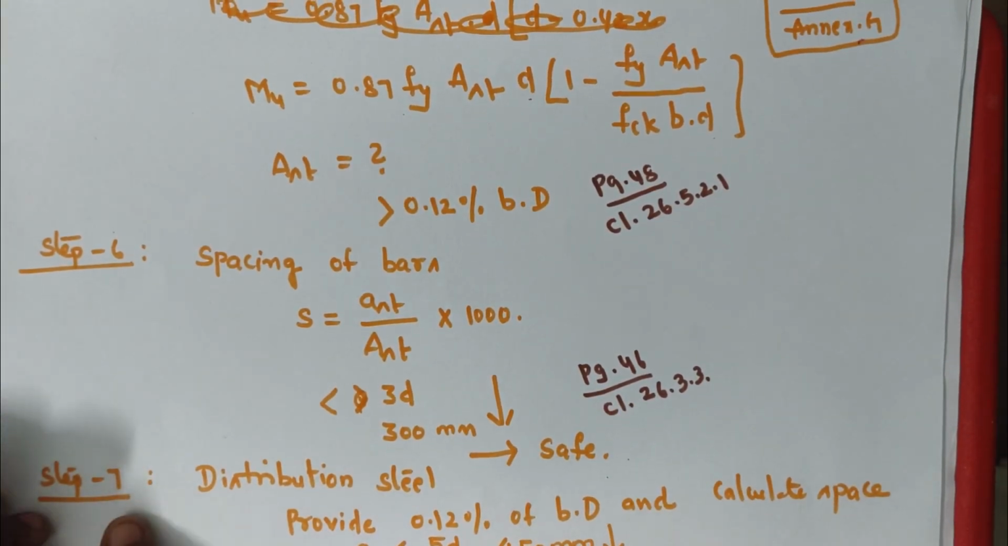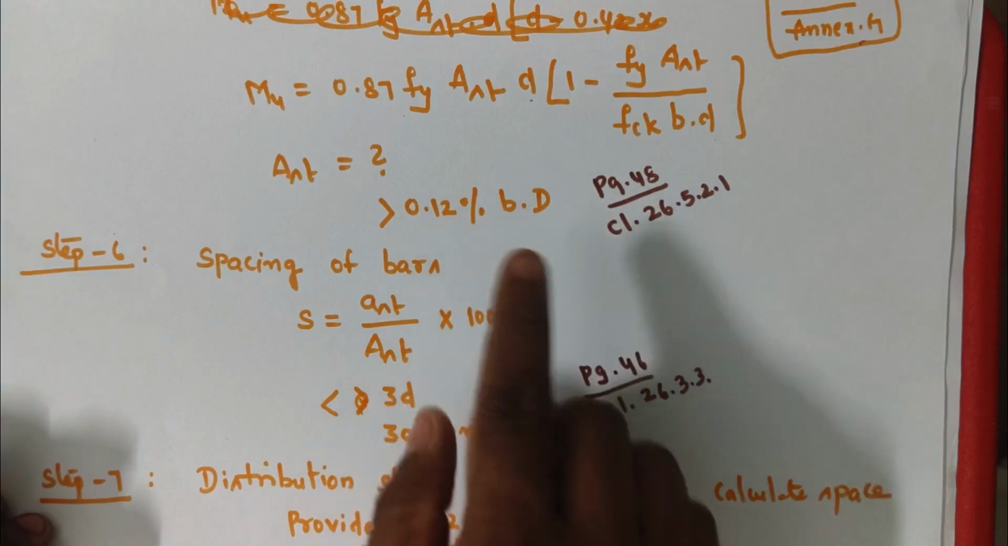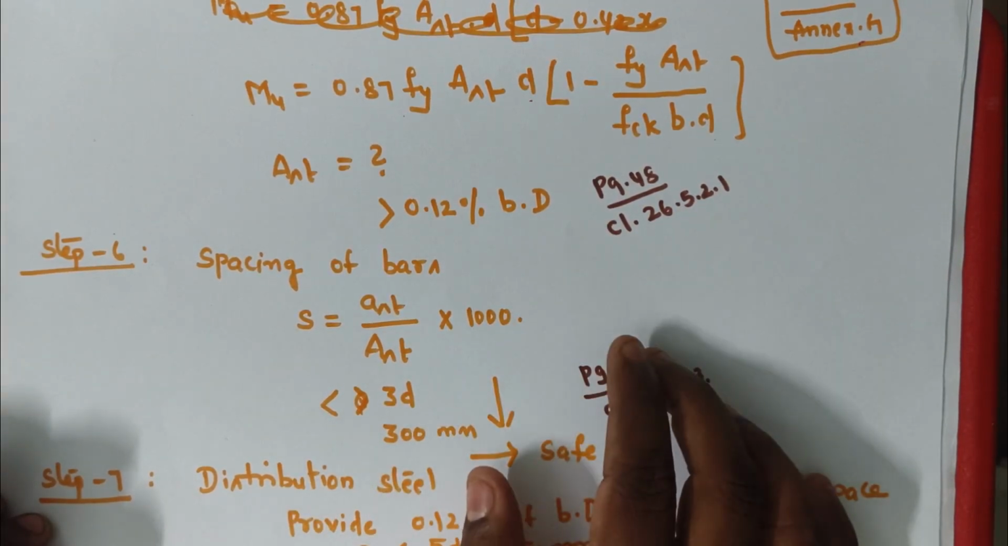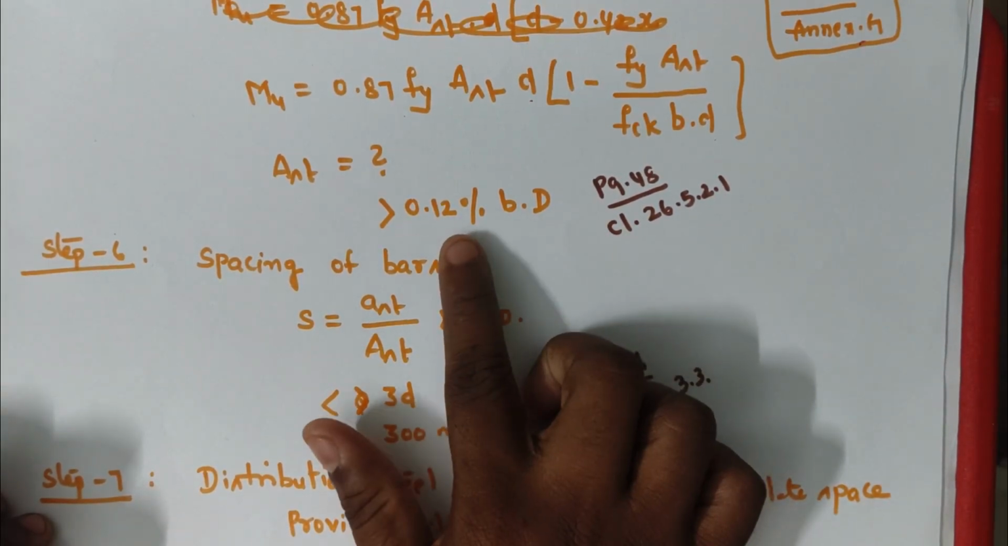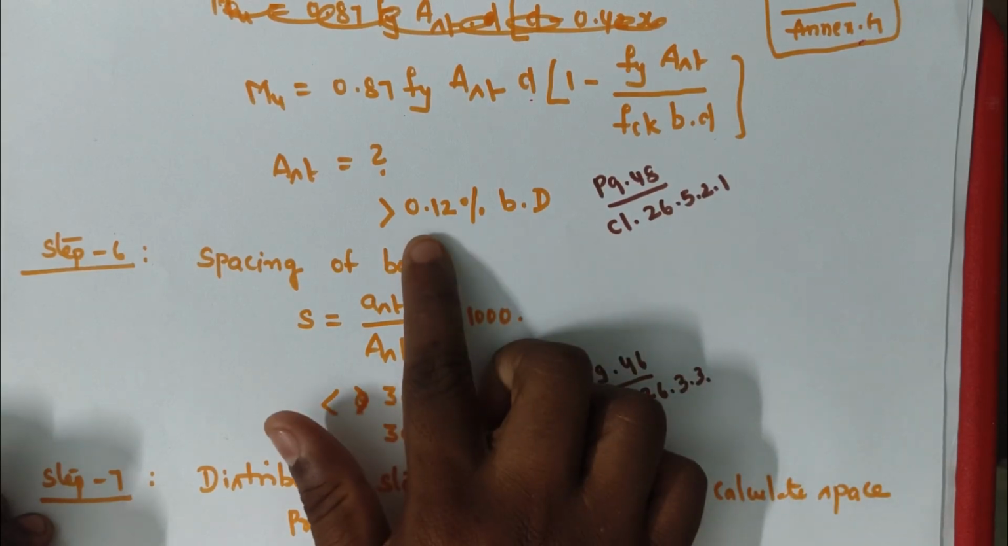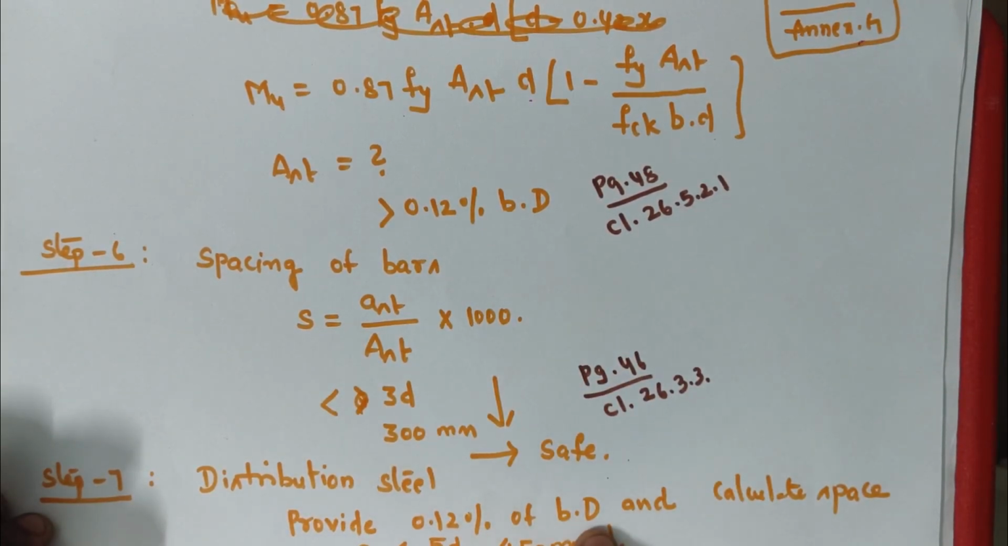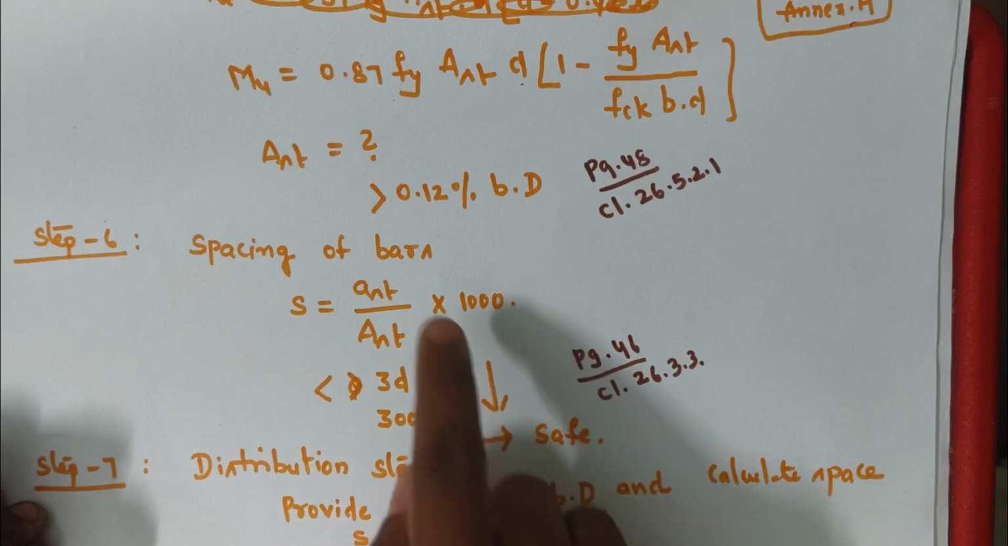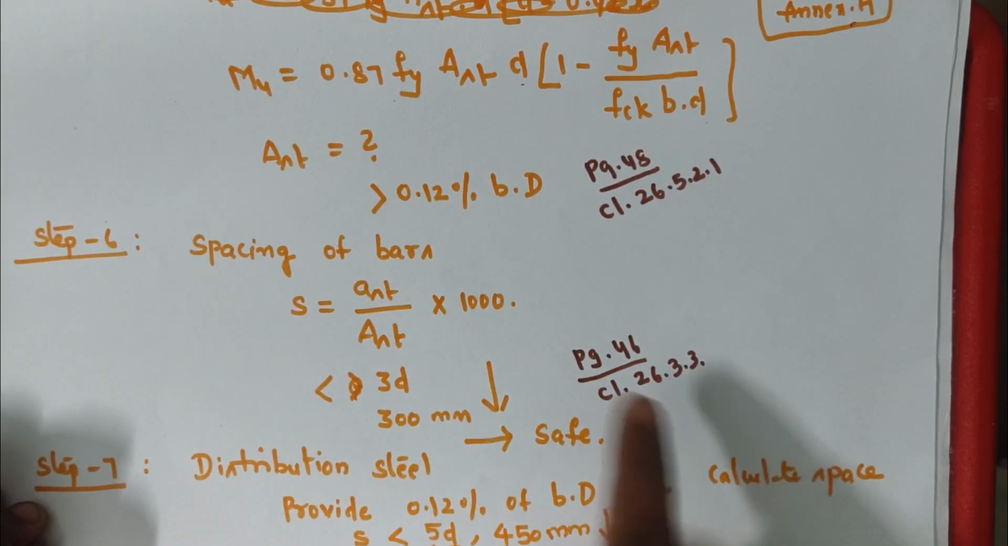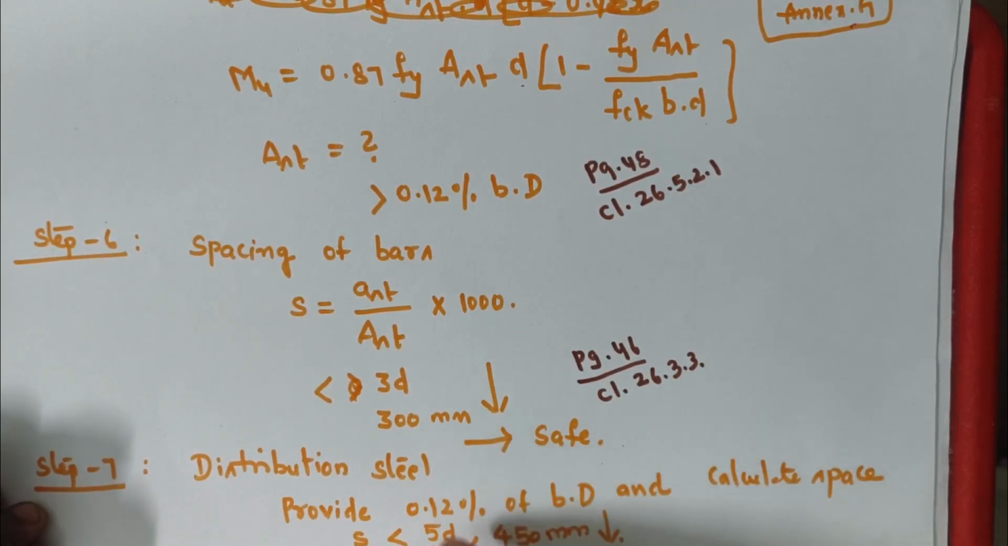In this case, step number 7, we need to determine the distribution steel. Simply, you can provide the distribution steel with the amount of 0.12% of BD, and we can calculate the spacing as above. This spacing should not be greater than 5 times D or 450 mm, whichever is less.